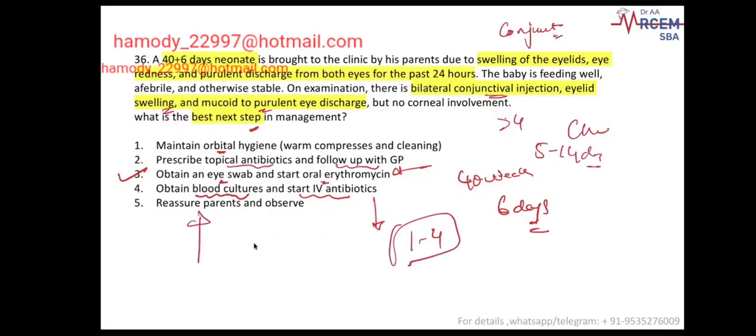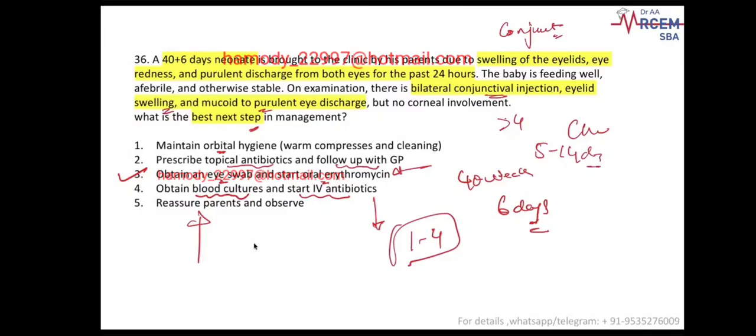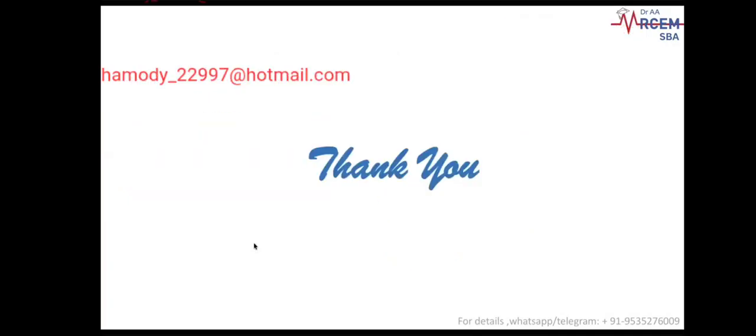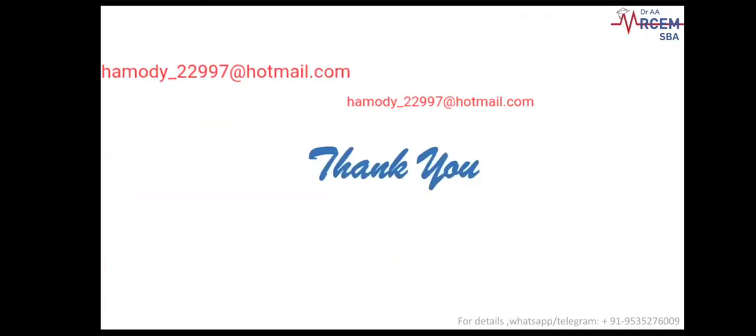Reassure patient and parent and observe. This can be catastrophic and can result in orbital cellulitis and loss of vision. So the right answer here is option number 3. So that ends the ENT and ophthalmology chapter. Anyone has any doubts, you can ask me now.